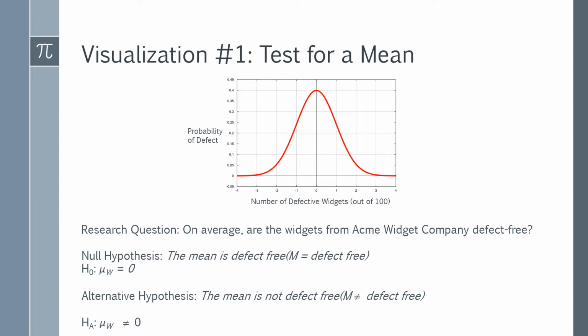Our null hypothesis is the mean is defect free, or equal to defect free, which is H naught: mu is equal to 0. The alternate hypothesis is that the mean is not defect free, which is H subscript A: mu is not equal to 0.